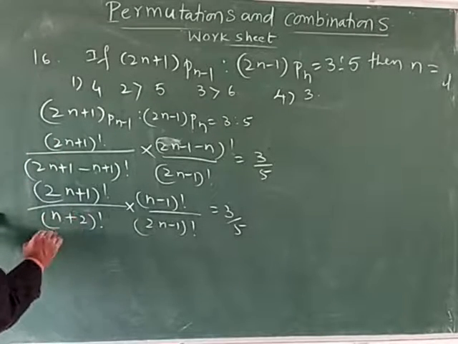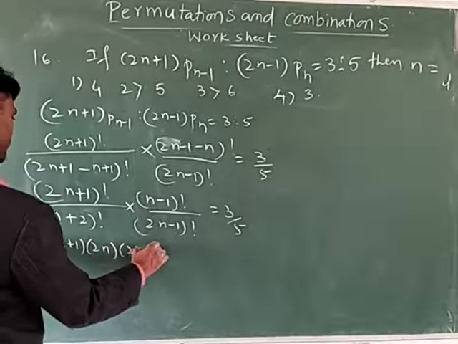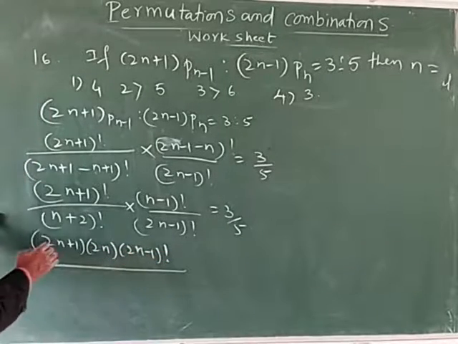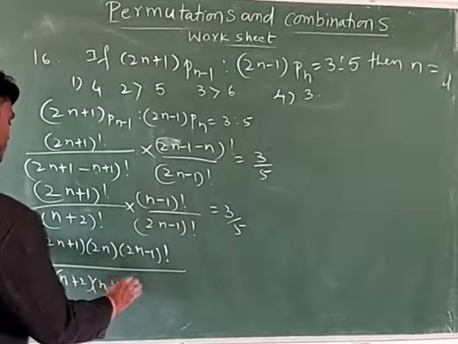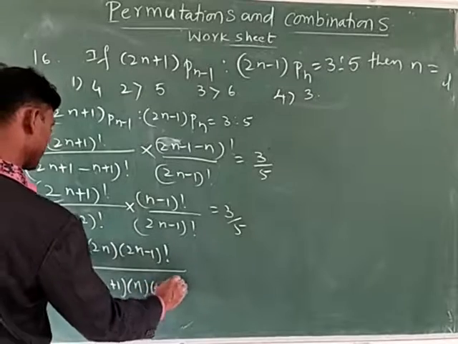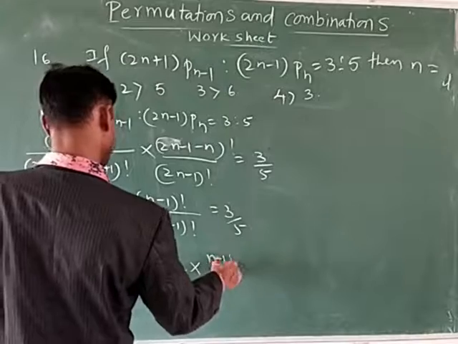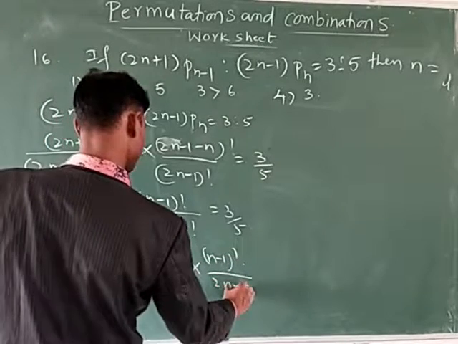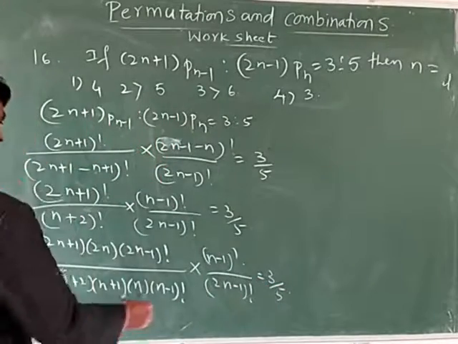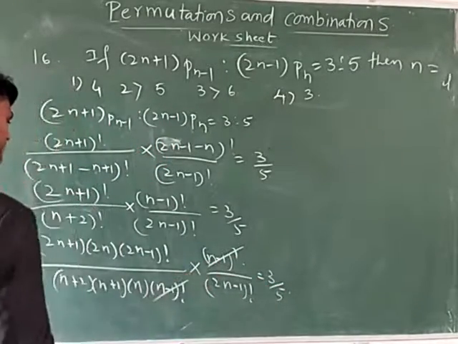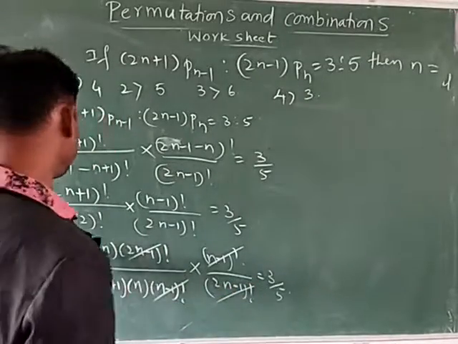The numerator is written as (2n+1) into 2n into (2n-1)!. The denominator is written as (n+2) into (n+1) into n into (n-1)!. Then (n-1)! by (2n-1)! is equal to 3 by 5. Here (n-1)! cancels, and (2n-1)! cancels. Now you have to simplify here.